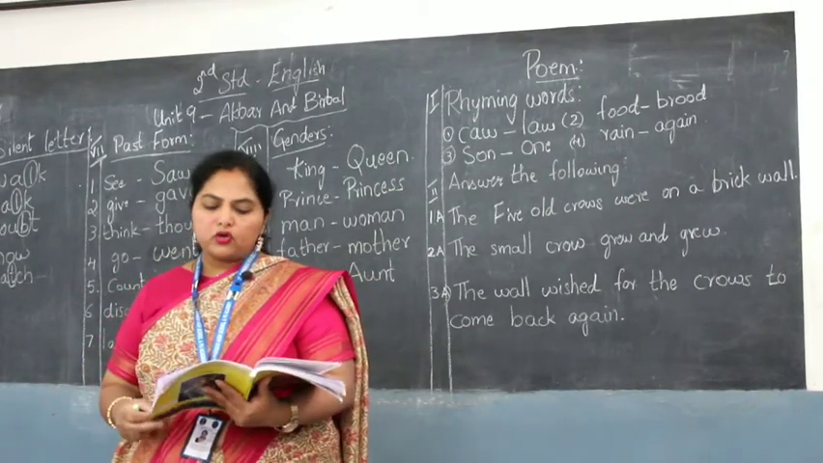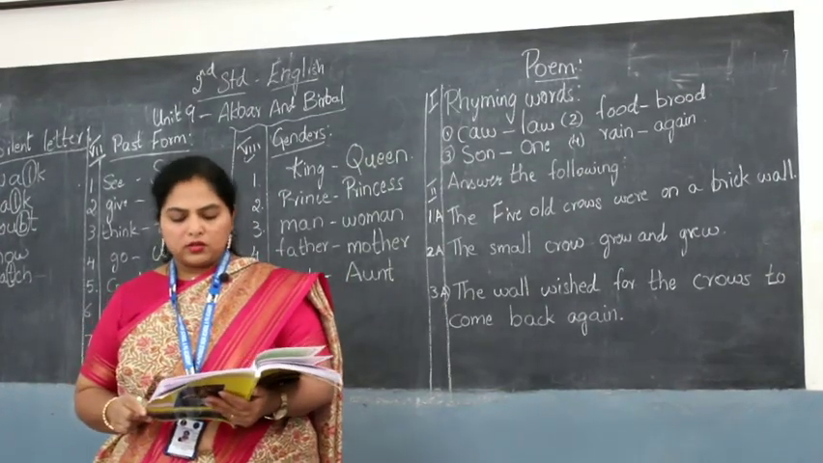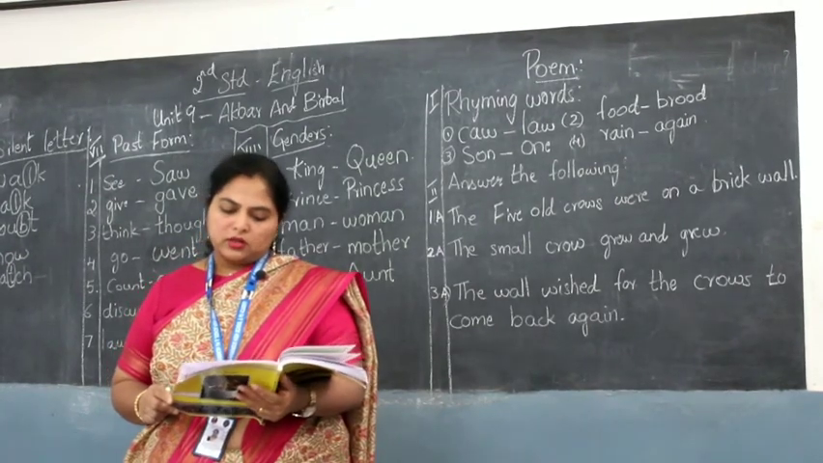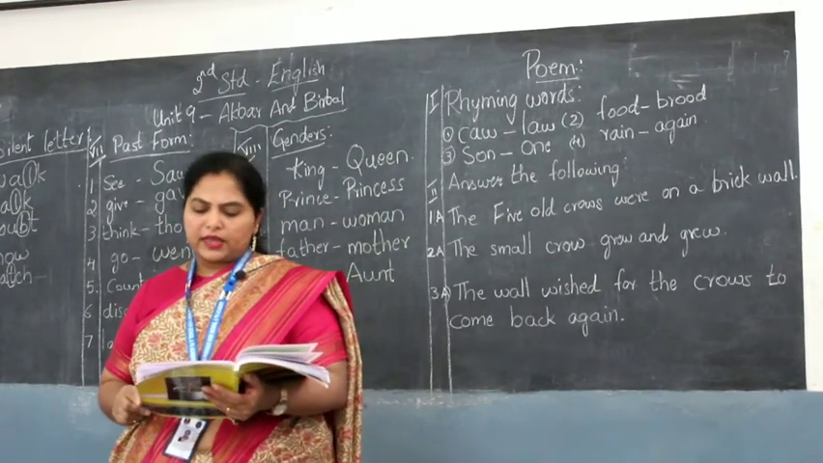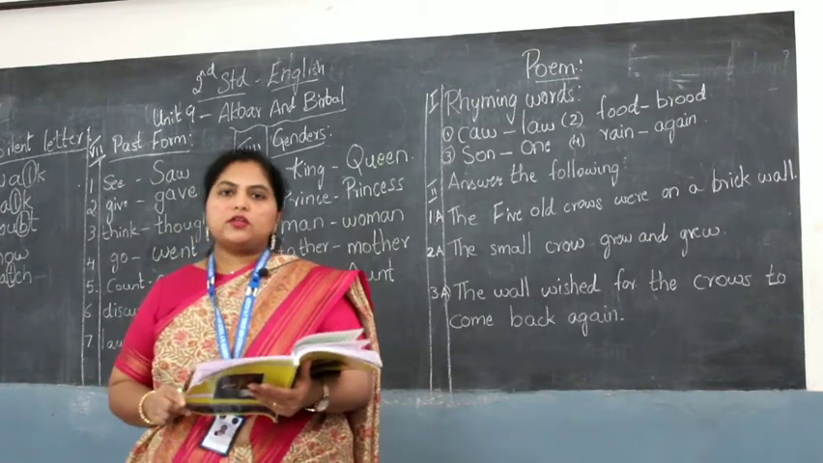The Five Old Crows. 5 old crows were on a brick wall. 4 were tall and the other was small. One old crow cried, caw, caw, caw. He went to visit his mother-in-law.